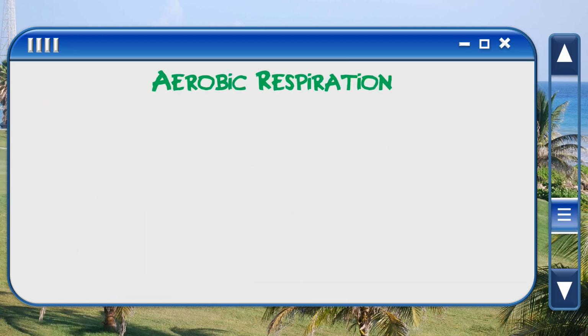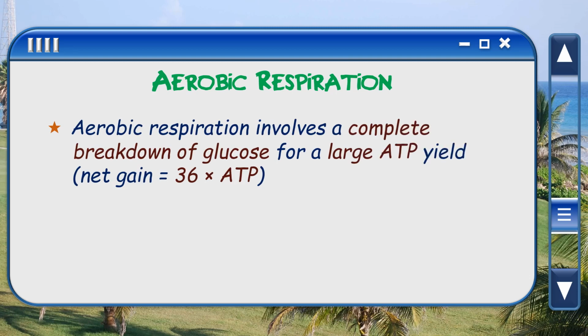Let's now look at aerobic respiration. Aerobic respiration involves the complete breakdown of glucose, and it leads to a large ATP yield. The net gain is 36 molecules of ATP. Remember, aerobic respiration is where we use oxygen. When oxygen is present, we undergo complete breakdown of glucose and produce a lot of ATP, yielding 36 molecules of ATP.